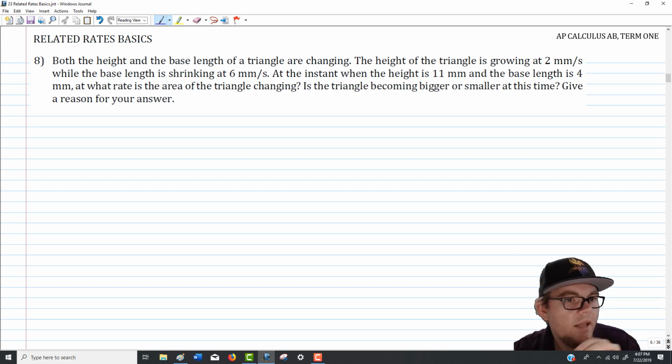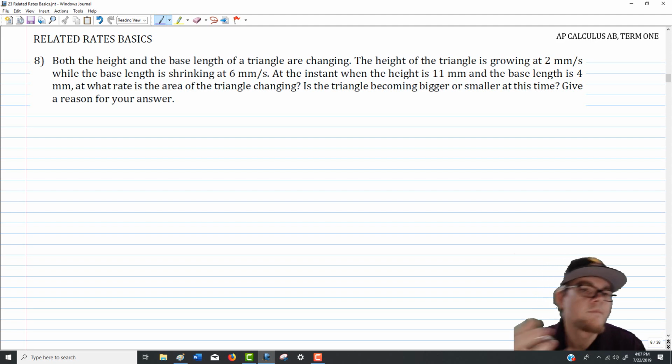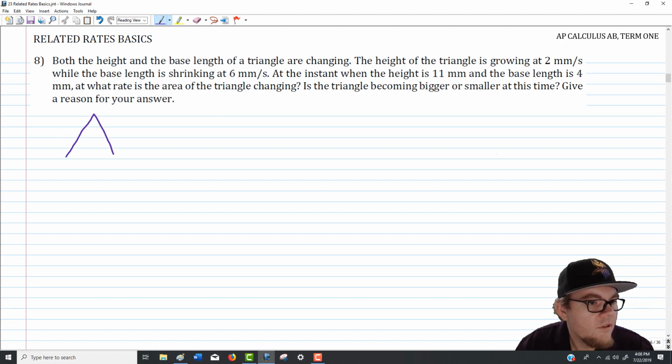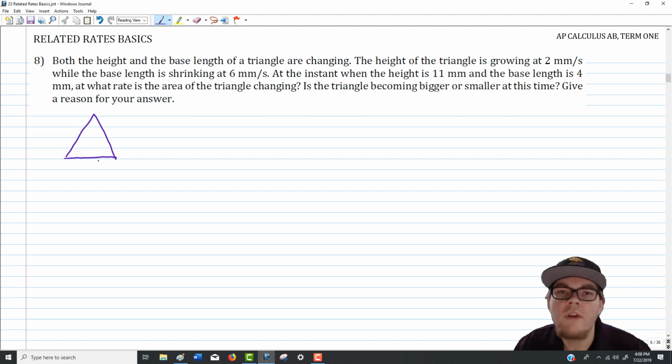both the height and base length of a triangle are changing. So we have a triangle with a height and a base. The height of the triangle is growing at something while the base length is shrinking. Okay, let's just get through the worst part here. Let's sketch out our triangle. There's the triangle in question.